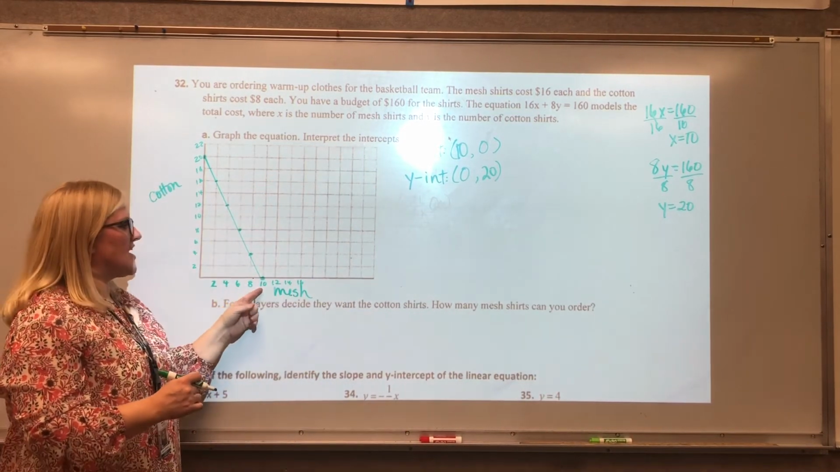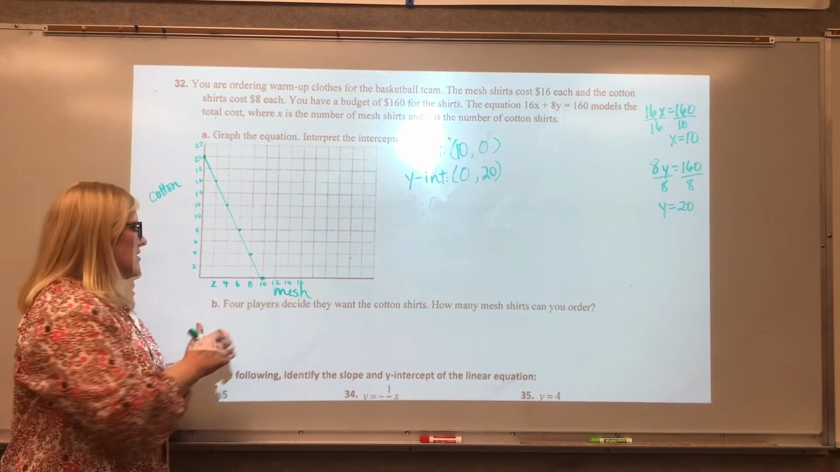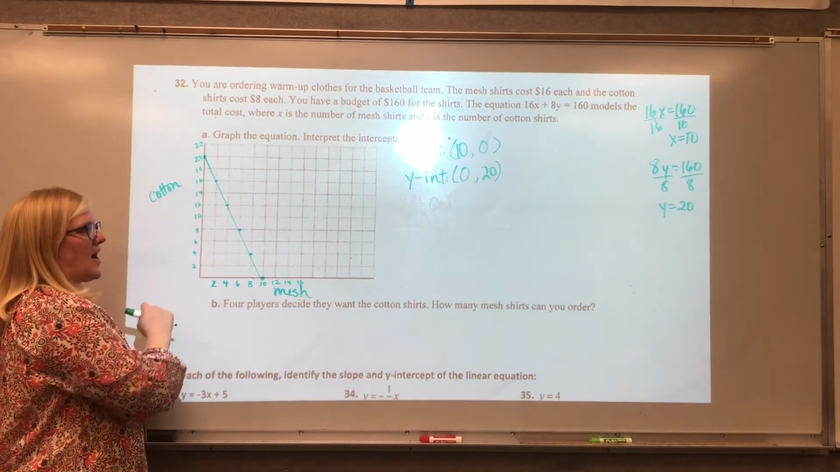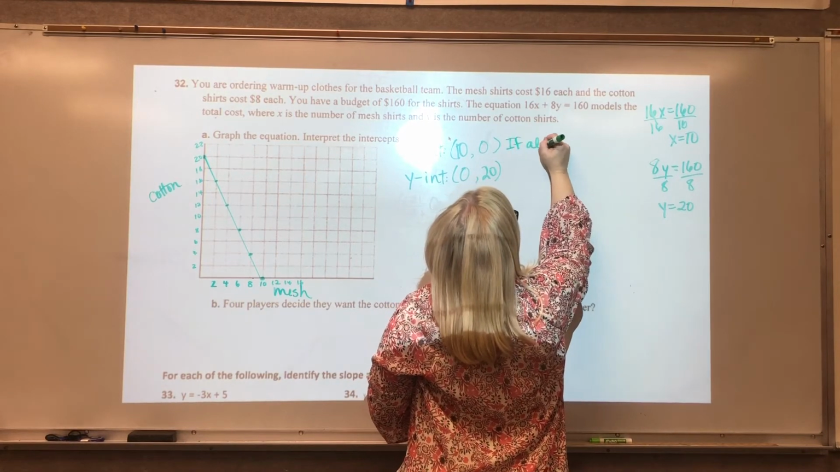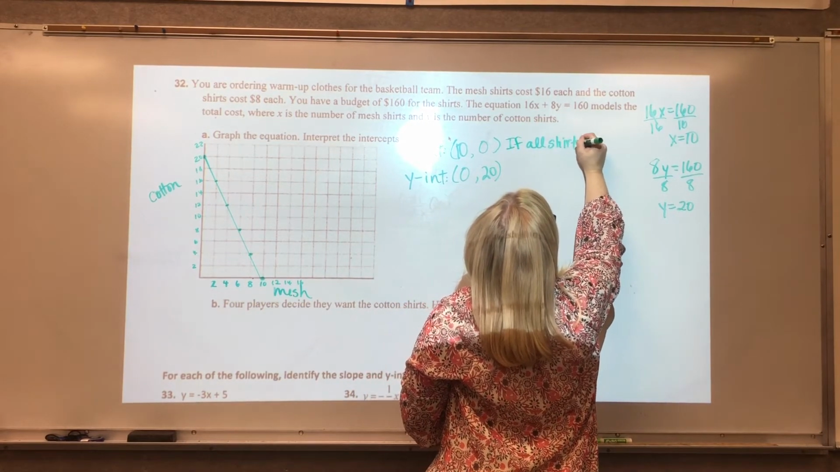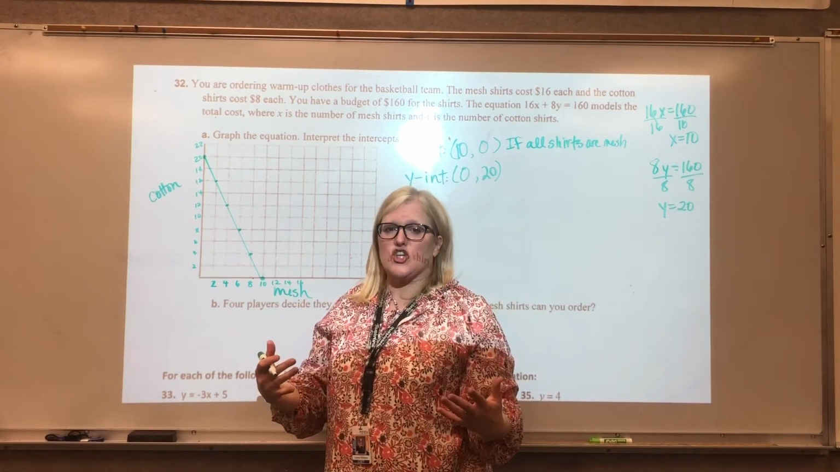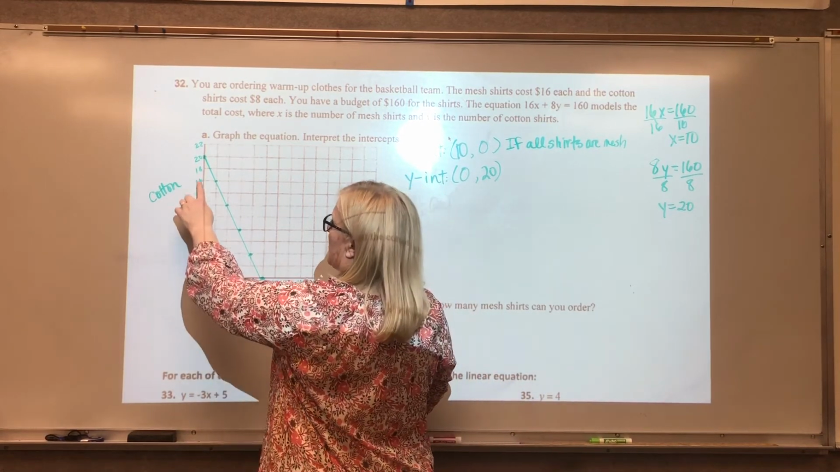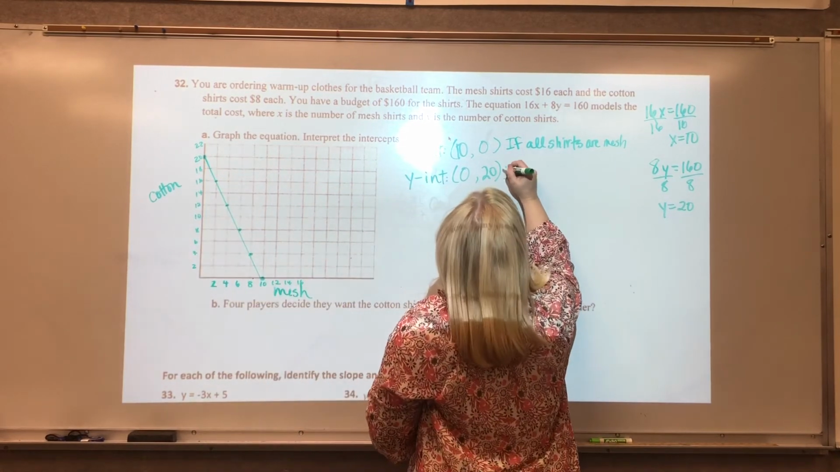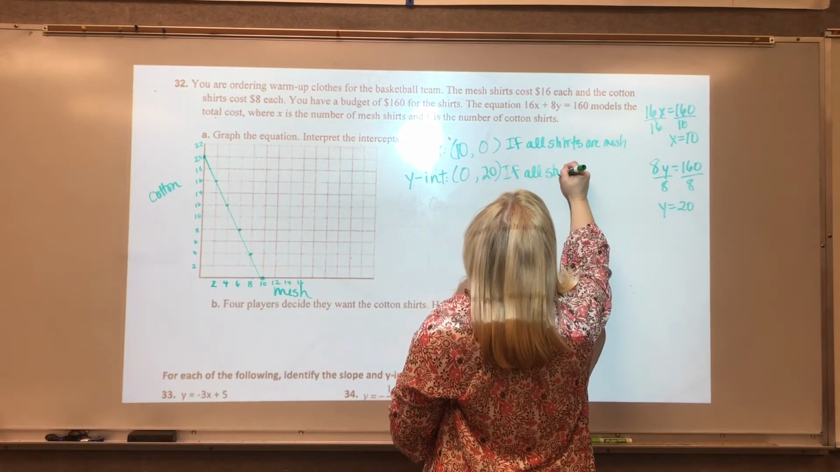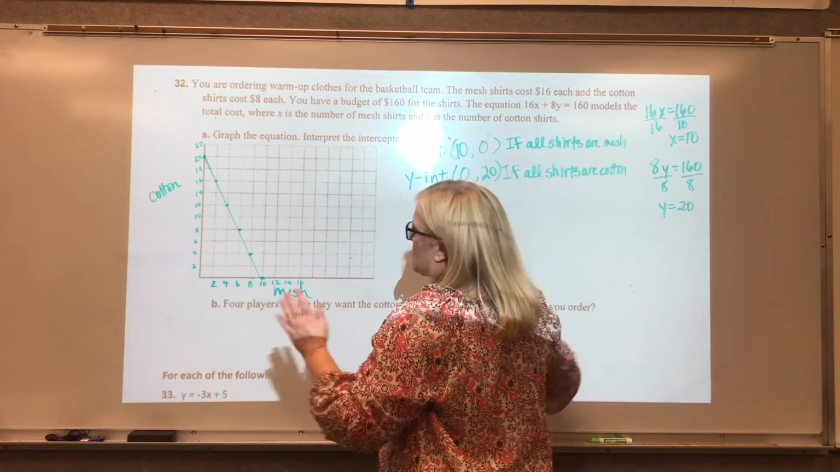Well, this x-intercept is telling me that I've got 10 mesh shirts and 0 cotton shirts. So this is if all shirts were mesh, or I should say are mesh. If I only bought cotton shirts, okay, then I would look up here and I have 20 and I would have 0 mesh shirts. So this is if all the shirts are cotton.